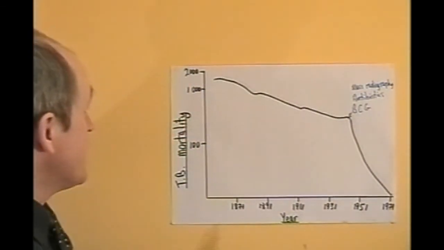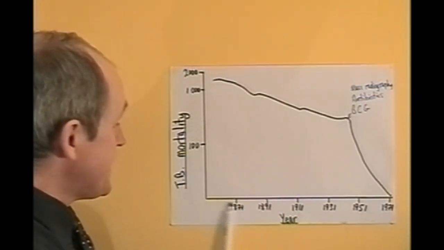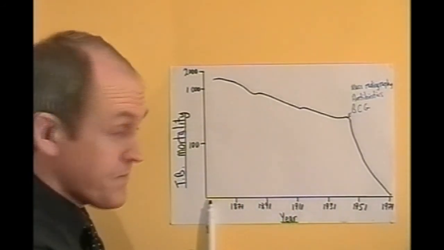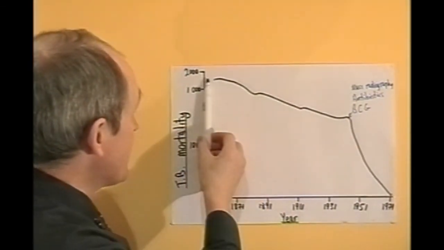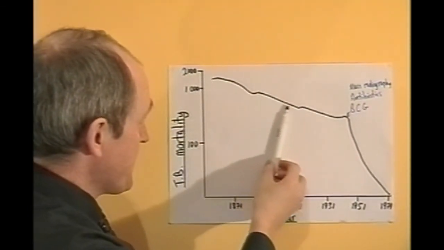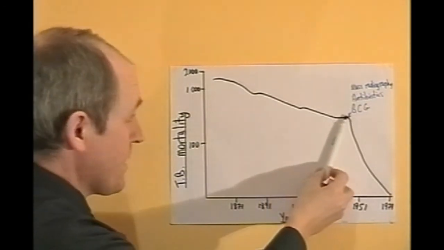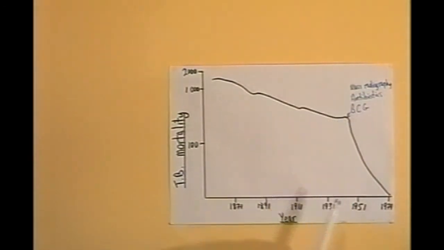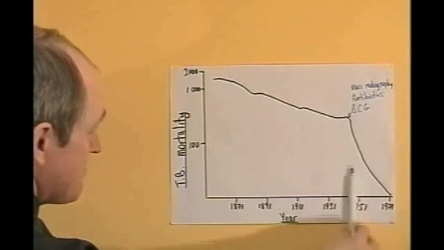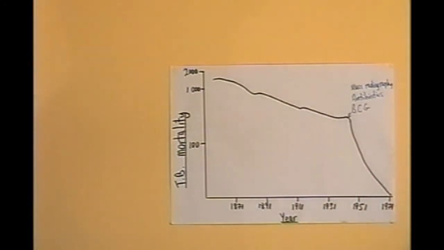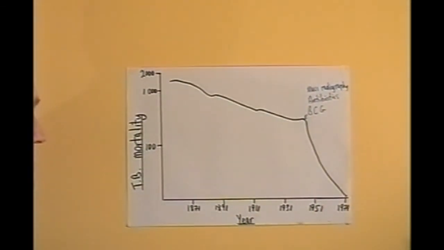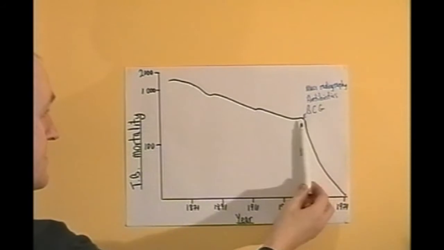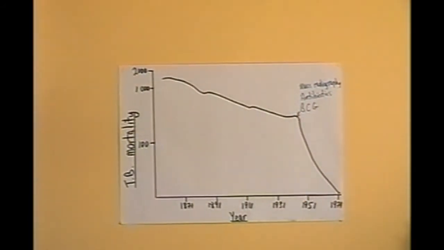Now here we see that from about 1861 all the way through to 1971, the incidence of tuberculosis was falling. But then, in about 1950, there was the introduction of mass radiography, X-rays, antibiotics, and the BCG vaccination.